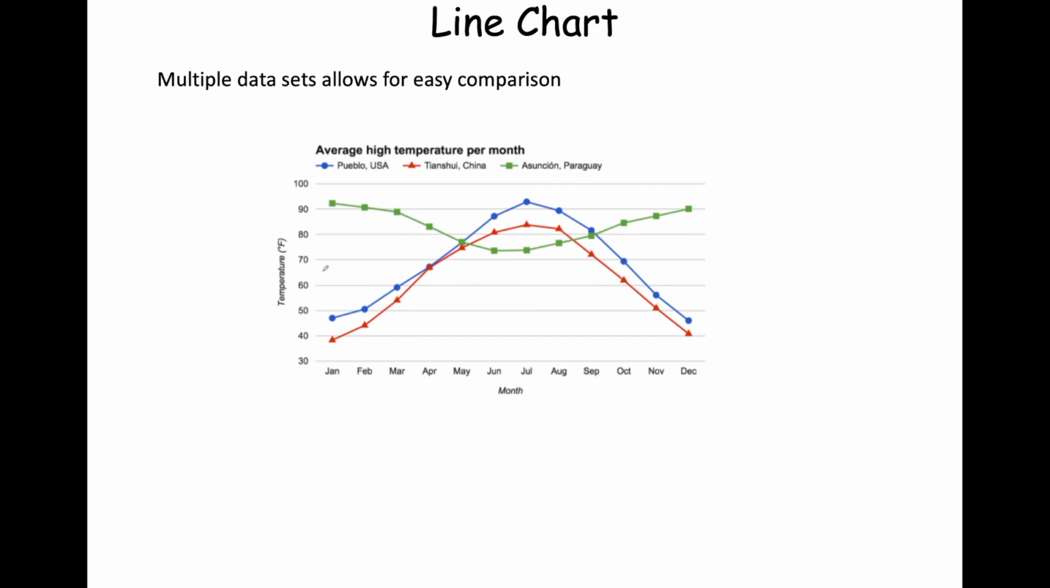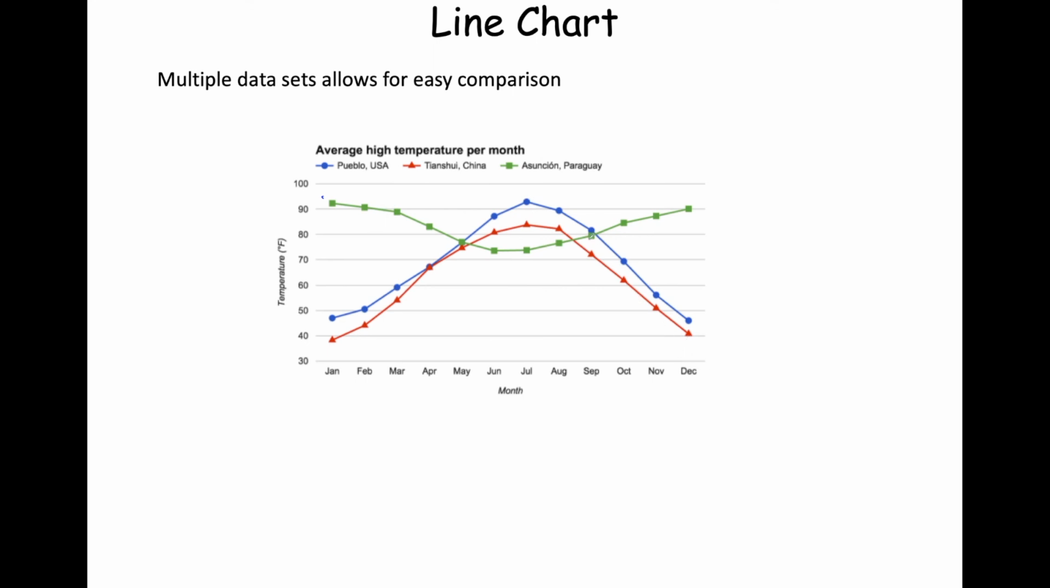So if we were to look at the trends over time, we see Asuncion, Paraguay. In January, it starts out high temperature, and then it dips around the middle of the year, June, July, and it comes back up in December. If we look at Pueblo, USA and Tianshui, China, we see that in January, the temperature is low. It goes up to a high around the middle of the year, June, July, and it comes back down in December.